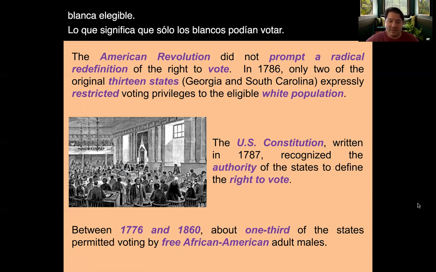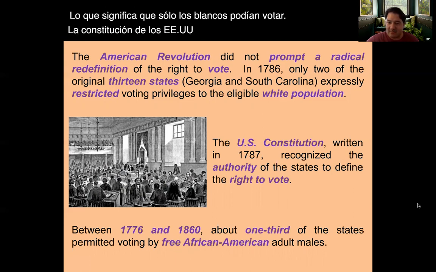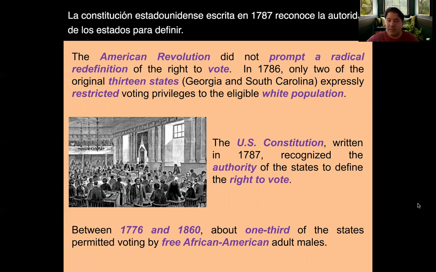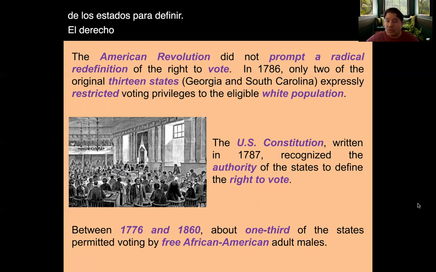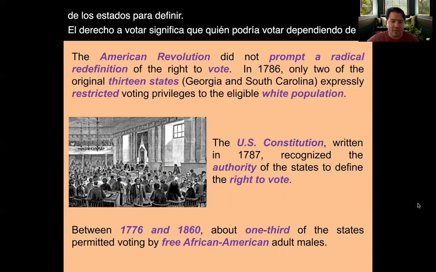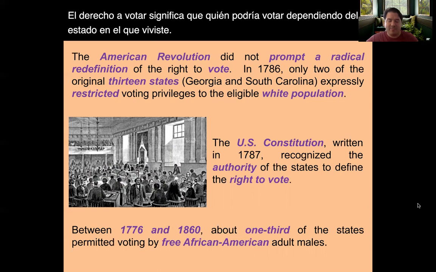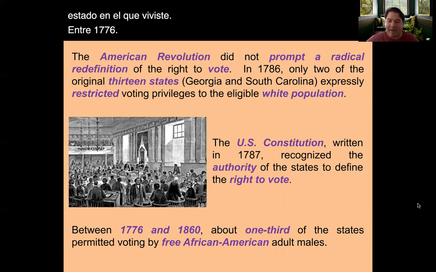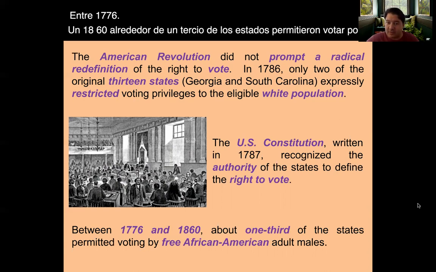The U.S. Constitution, written in 1787, recognized the authority of the states to define the right to vote, meaning that who could vote depended on what state you lived in. Between 1776 and 1860, about 1/3 of the states permitted voting by free African American adult males.